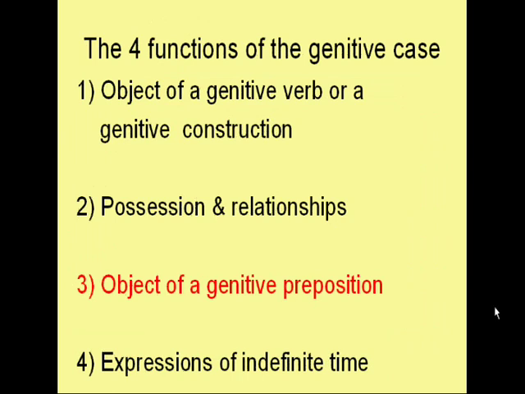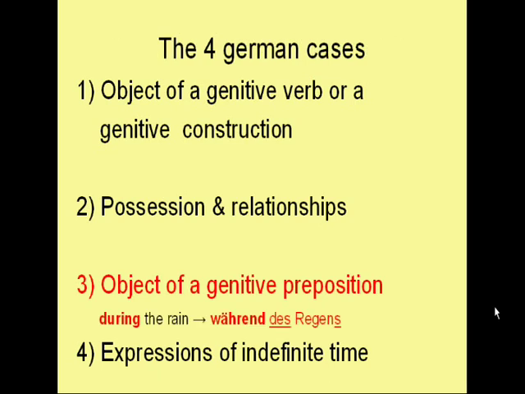The third function of the genitive case is that it is used for an object of a genitive preposition, such as during. For instance, during the rain translates to während des Regens. Regen means rain in German and is a male noun, and it stands in the genitive case because this article is the genitive article for male nouns, and an S is added because the noun is masculine.